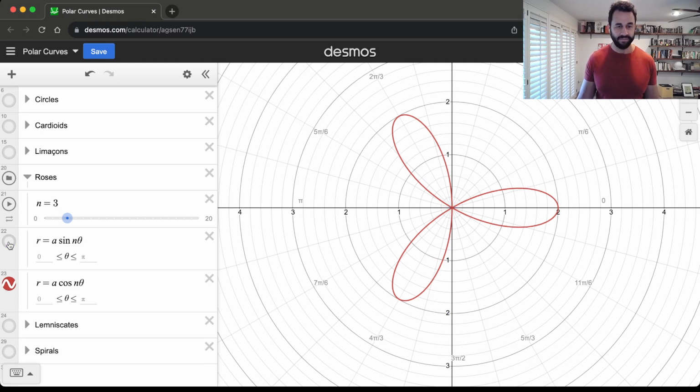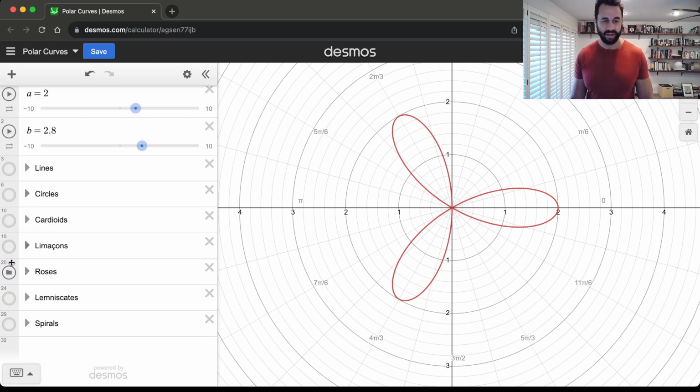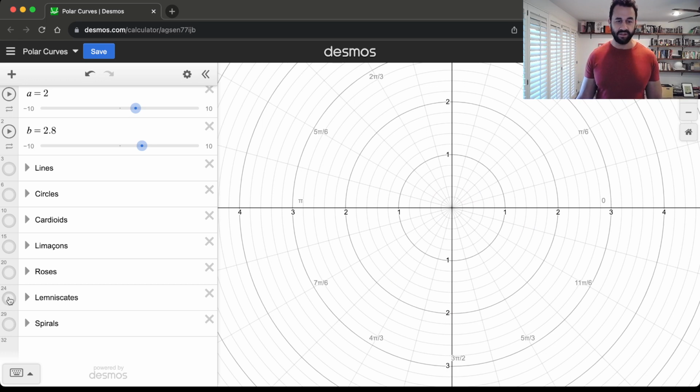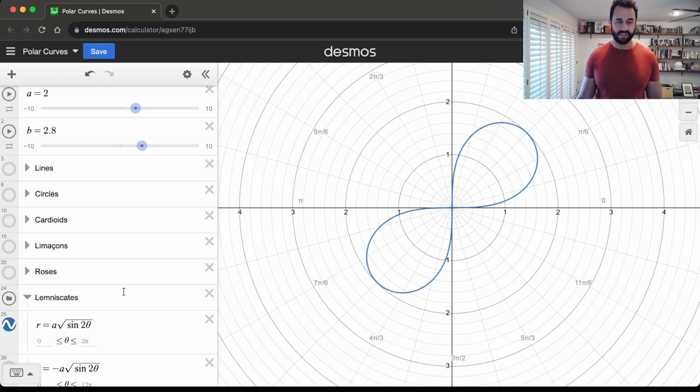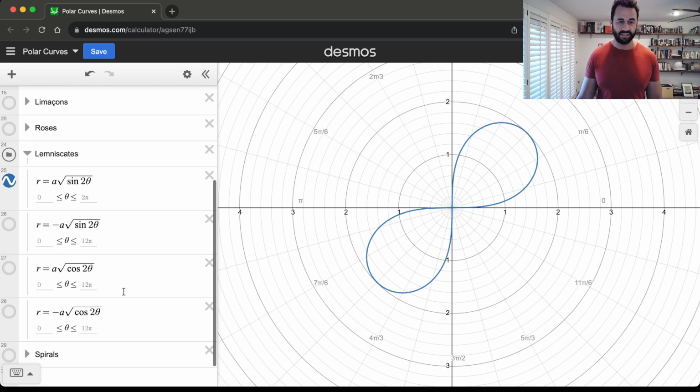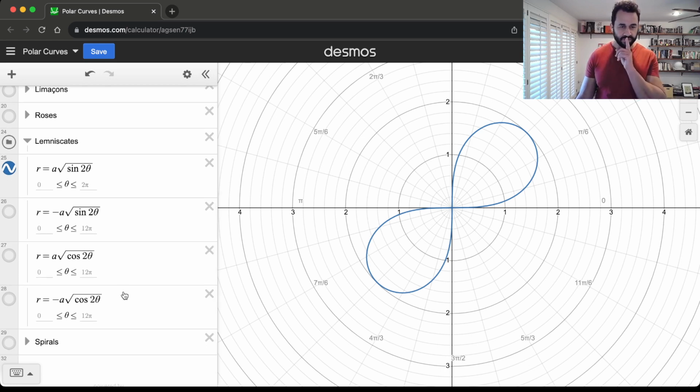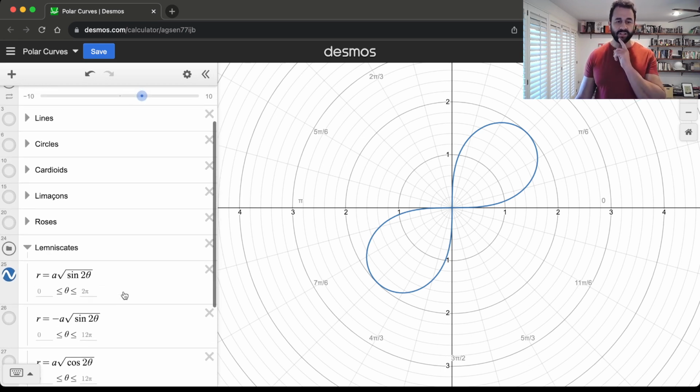That's the difference there. Okay, let me hide that one. Now let's take a look at what are called lemniscates. So these are lemniscates. Okay, so lemniscates have roughly this structure.